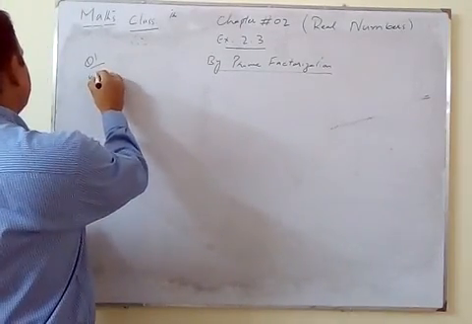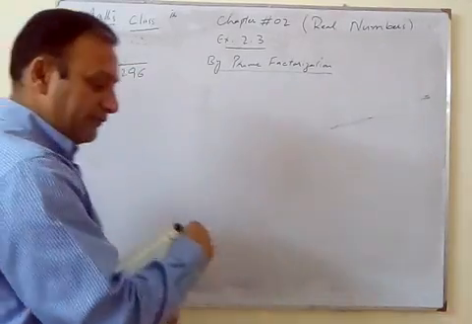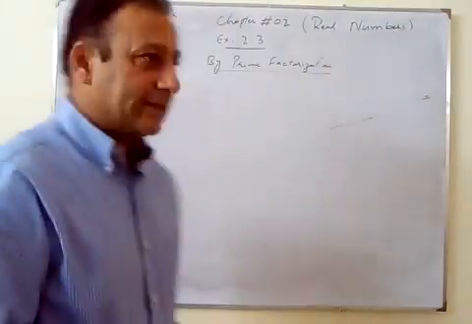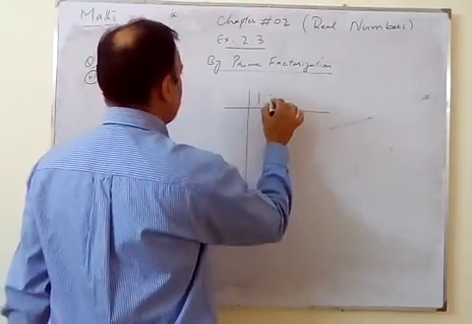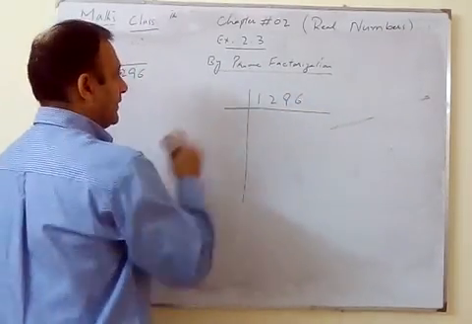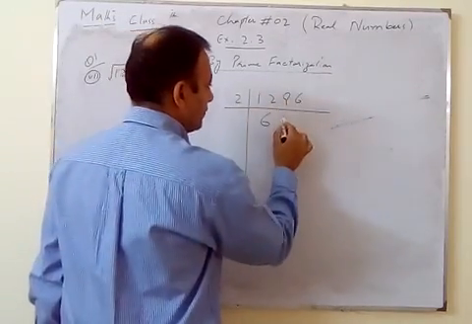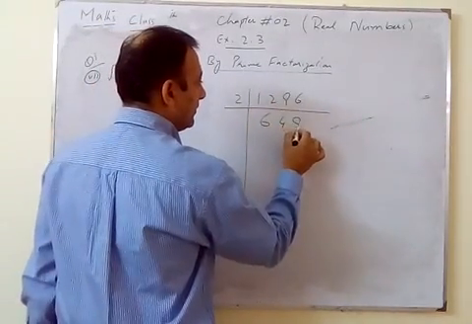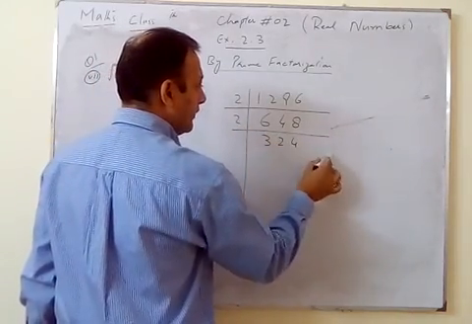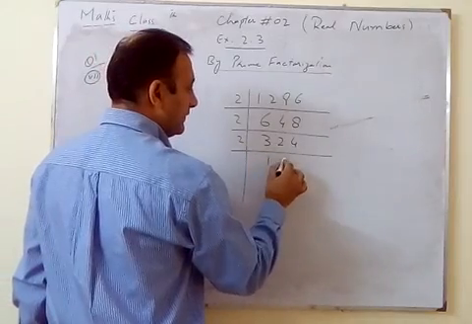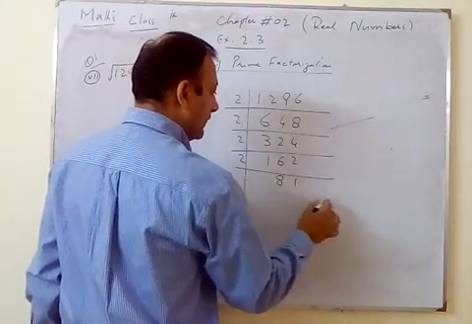Seventh part, that is 1296. Square root of 1296. In this part, again 1296 by 2, 2 6s are 12, 4, 1 carry 8. Again by 2, 648, 324. Again by 2, 162. Again by 2, 81.